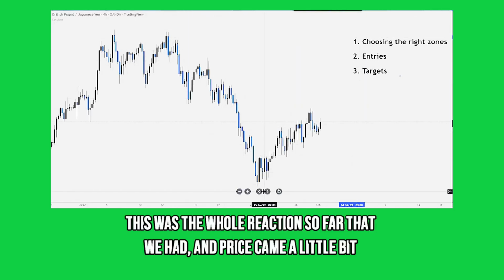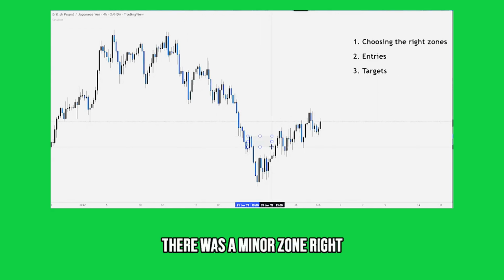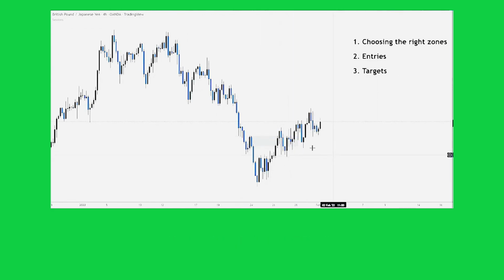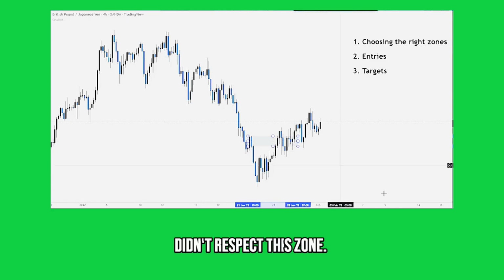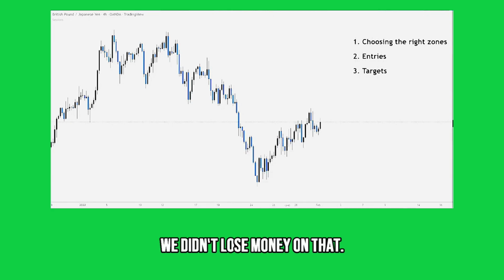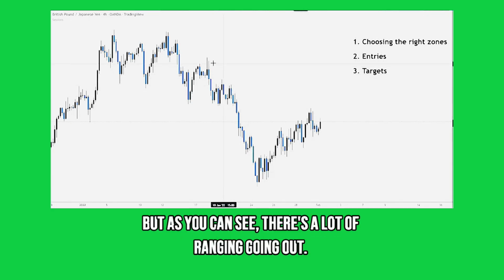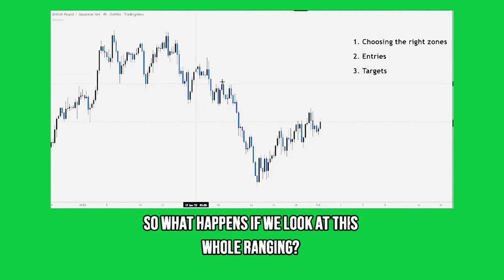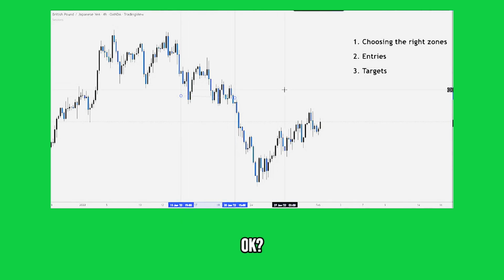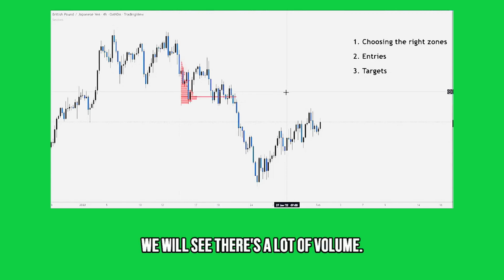This was the whole reaction so far that we had, and price came a little bit back. There was a minor zone right here. What happened? It didn't respect this zone. No worries, no problem. We didn't lose money on that. But as you can see, there's a lot of ranging going on. So what happens if we look at this whole ranging? We'll see there's a lot of volume.